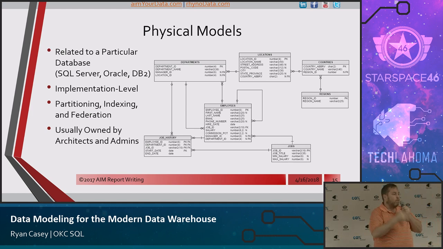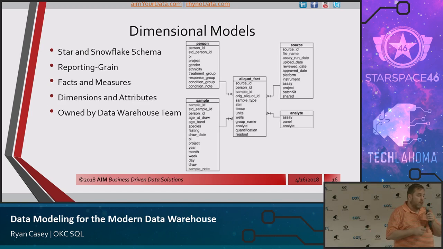And if you want to get real technical, the star schema is actually at the physical level. Embarcadero ER Studio will actually create a physical model when you build a star schema off it. It's a physical layer in theirs. So anyways, physical models are implementation level, and again, they're usually owned by the architects and the admins.